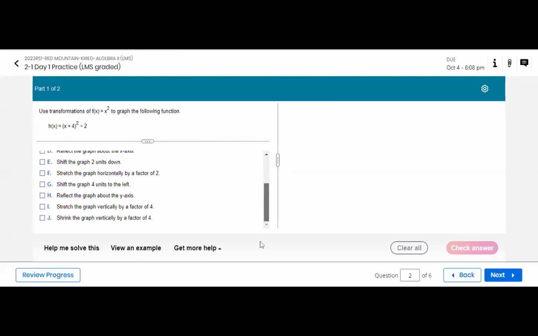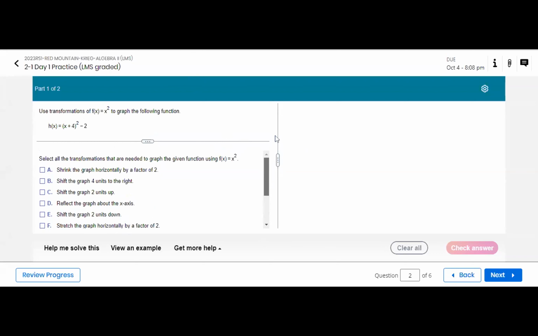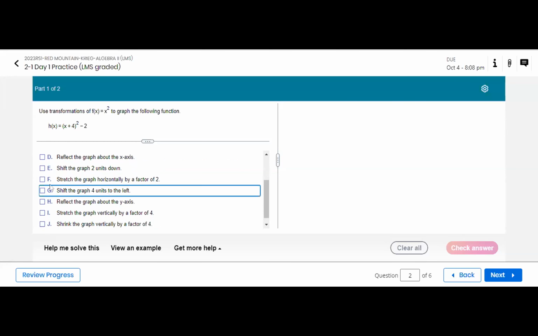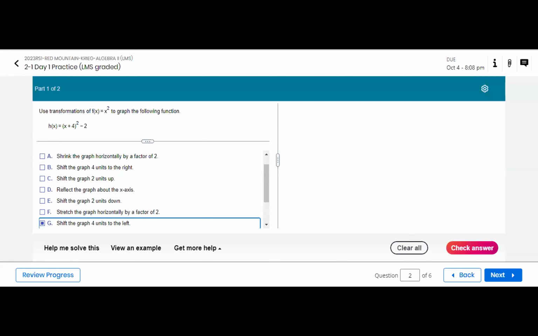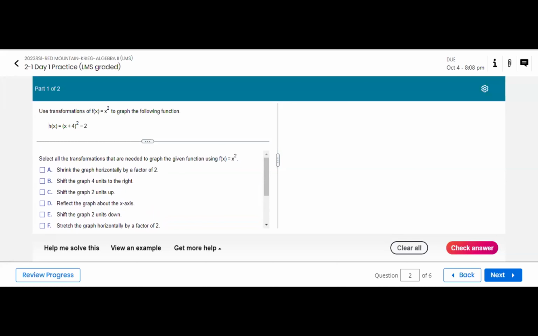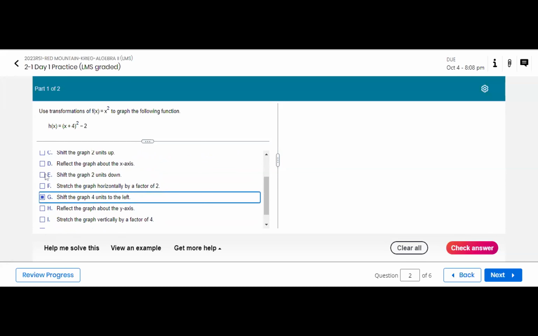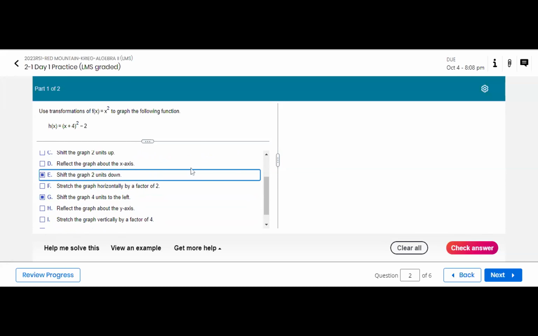Right, so this one, it's kind of like the last one. You should be able to look at that +4 inside, and it's opposite of what you think. So instead of it going right, it actually goes left 4 units. So you're looking for the one that says shift 4 units to the left. And then -2 on the outside means down 2.